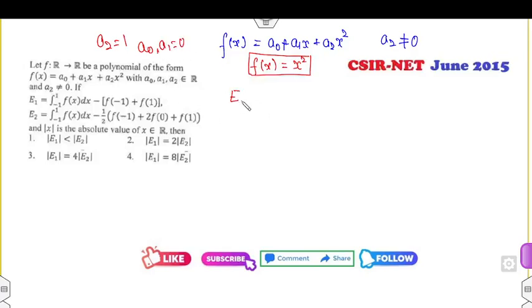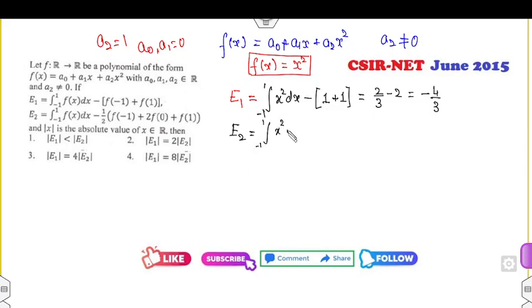Then calculate again E1: integration from -1 to 1 of Fx minus half of F of -1 plus F of 1. What is the integration of this? 2 over 3 minus 2. 6 minus 2, 4. What is E2? Again from -1 to 1, x square minus half of F of -1, 1.